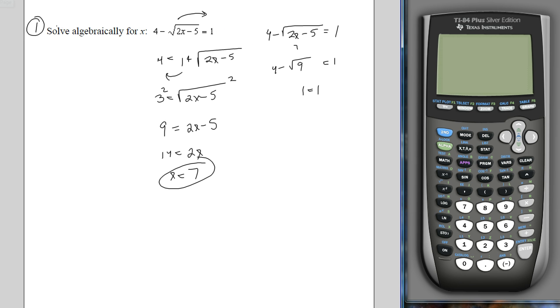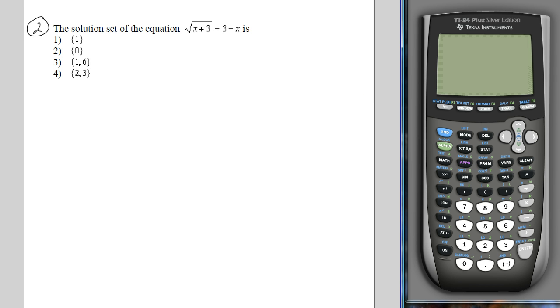Let's try it again. Number 2. Now, this is what I'm saying. If you wish, you can just plug in the answers. So let's try it. I'll start with the first number, 1. And always start with the easier numbers. 1s and 0s are easier than 6s. So I'll start with the 1. 1 plus 3 is 4. The square root of 4 is 2. Okay, 3 minus 1 is 2. So 1 is an answer. Now, if 1 is an answer, I have to check the other answers.